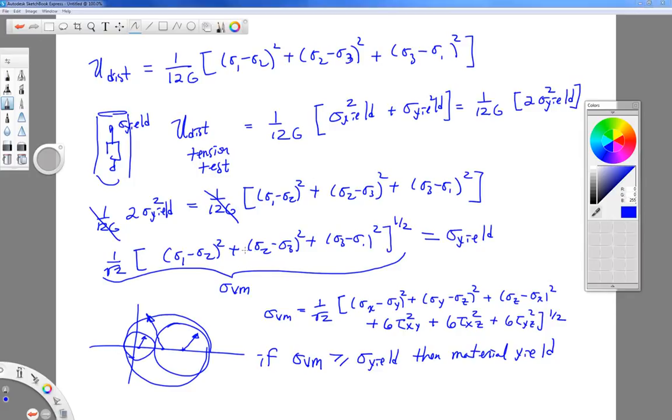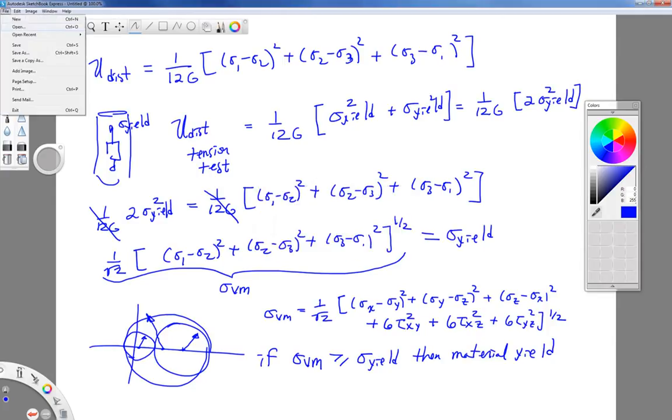And again, I just want to emphasize that on your test, I would always let you choose whichever failure criterion you would like to use for ductile materials. We have our choice between this one, the von Mises criterion, and the Tresca criterion. I will grade whichever one that you apply to your situation. Now we have one more that we want to talk about, and that is for brittle materials.